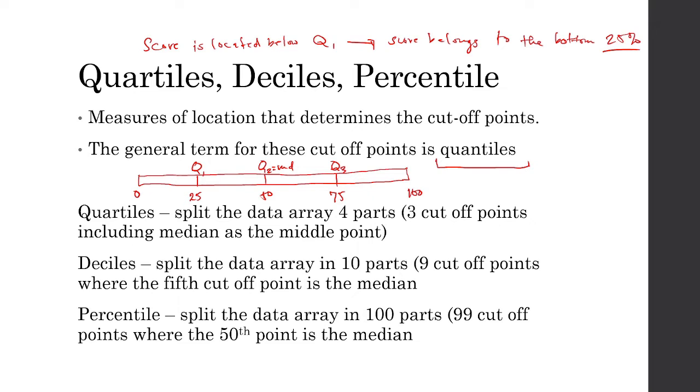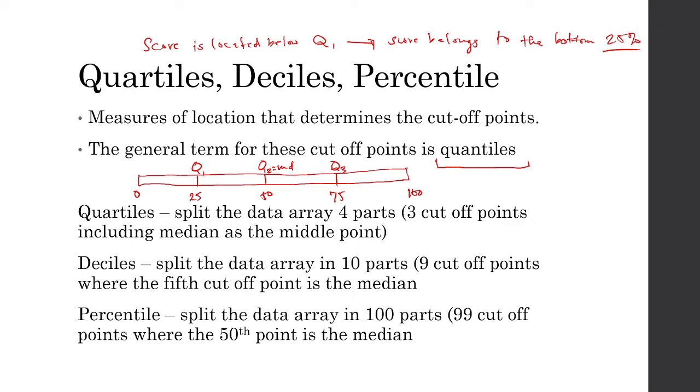And for the percentile, it also works that way. But imbes na apat or 10 lang yung magiging hati natin, we will have 100 parts. Actually, percentile is the most used measure of location when we are dealing with scores of students. Because by percentile, we divide into 100 parts, which means we will have 99 cut-off points, and it also means that we can locate the data more accurately.